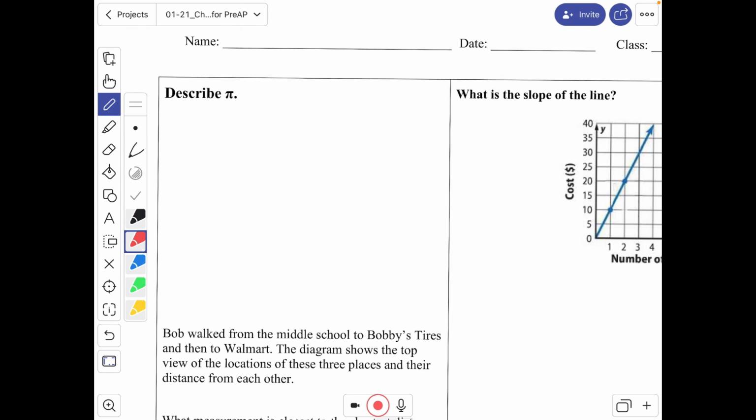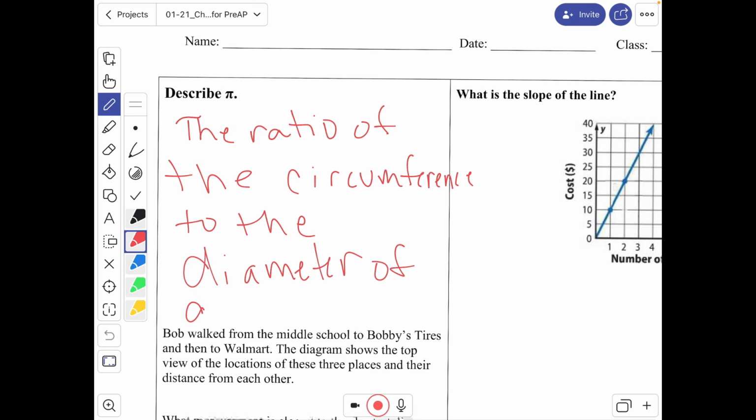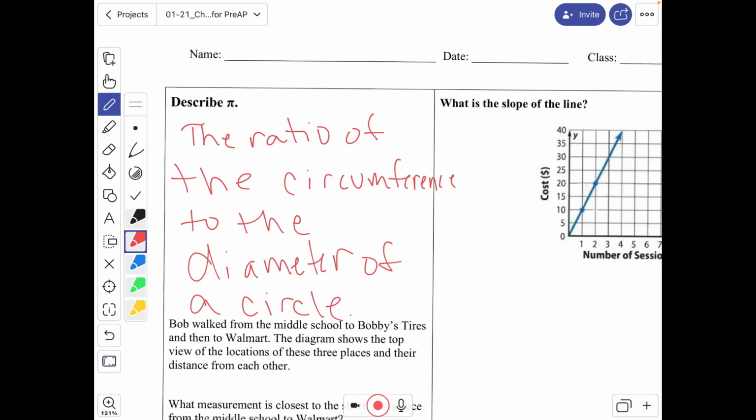Next question says, describe pi. That means give the definition. And the definition for pi is the ratio of the circumference of a circle to its diameter. The ratio of the circumference to the diameter of a circle. Next question.